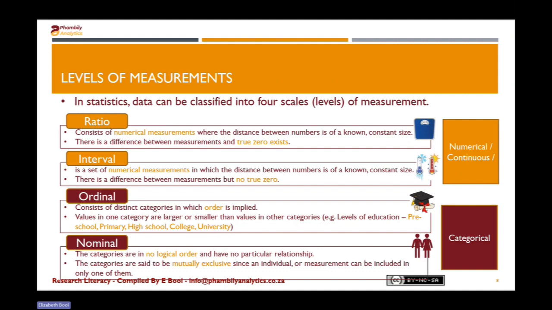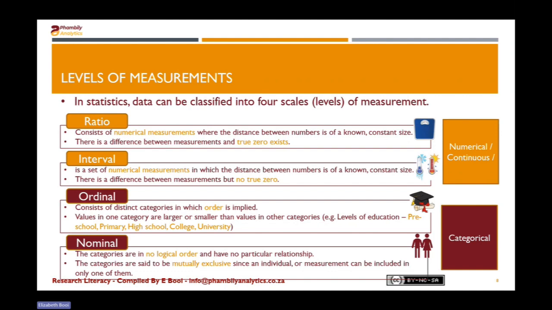So when we look at numerical, remember, numerical are those that we can measure or count. When we look at those ones, they can be classified under the two scales. Ratio, with a ratio the distance between the numbers is known.